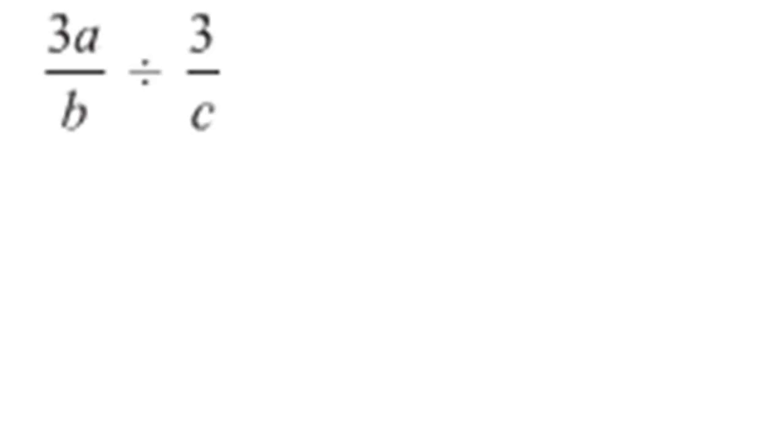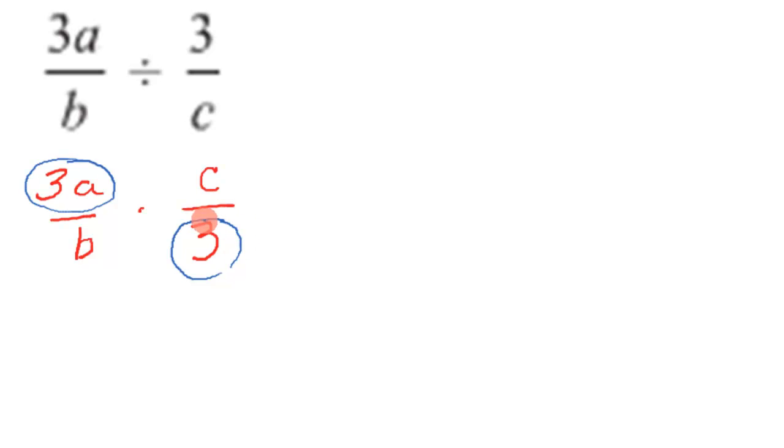This time our fractions have variables in them, but the same rules apply. Again, we're going to flip and multiply. So rewrite your first fraction, turn this to a multiplication, and flip the second fraction. Now we want to look to see if there's any way that we can reduce. And notice that this numerator and that denominator have a 3 in common. So we are going to divide by 3.